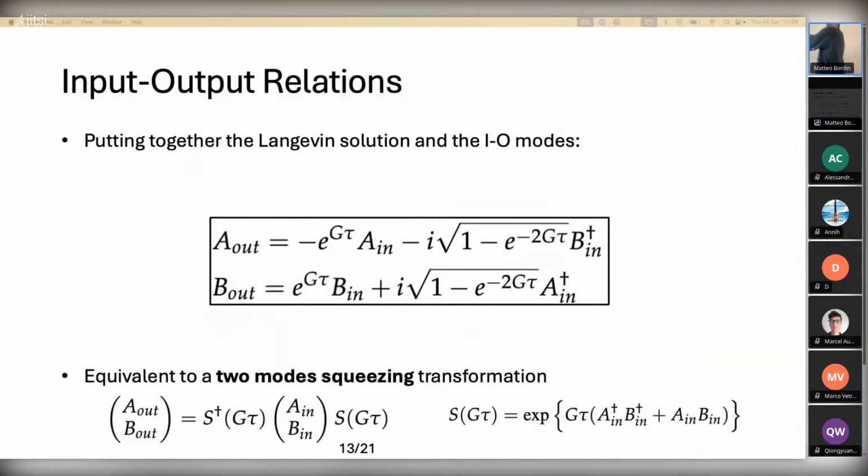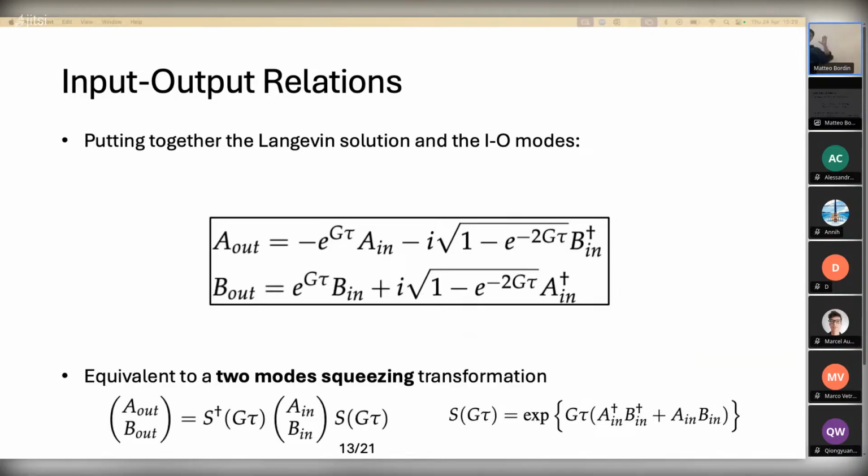They are really important. Here we define the output field after the interaction as a combination of the input optical field, which is said to be in the vacuum in general, and the mechanical input field, which we say is a thermal field. So this is the full point. In the pulsed scenario, we can write these relations. They basically say that the output field evolves as a two-mode squeezing transformation on the input field.